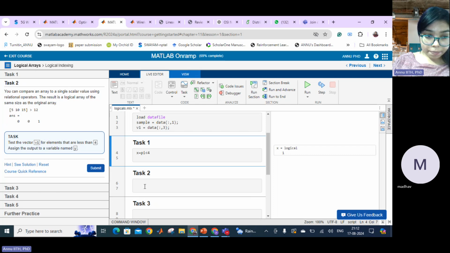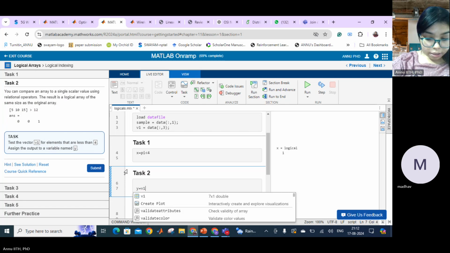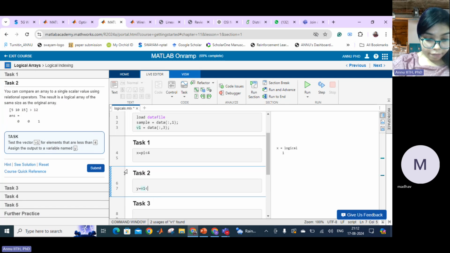So let's say we test the vector, assigned into the y value, v1 less than 4.